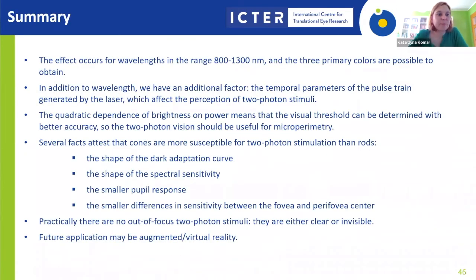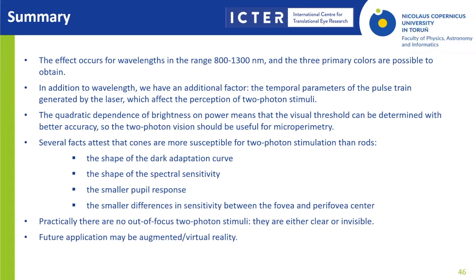So to sum up, the effect of 2 photon vision occurs for wavelengths in the range 800 to 1300 nanometers, and the 3 primary colors are possible to obtain. In addition to wavelength, we have an additional factor, the temporal parameters of the pulse train generated by the laser, which affects the perception of 2 photon stimuli.